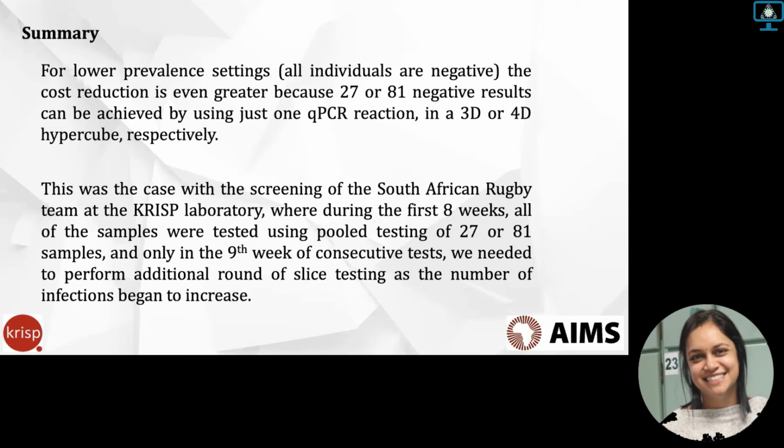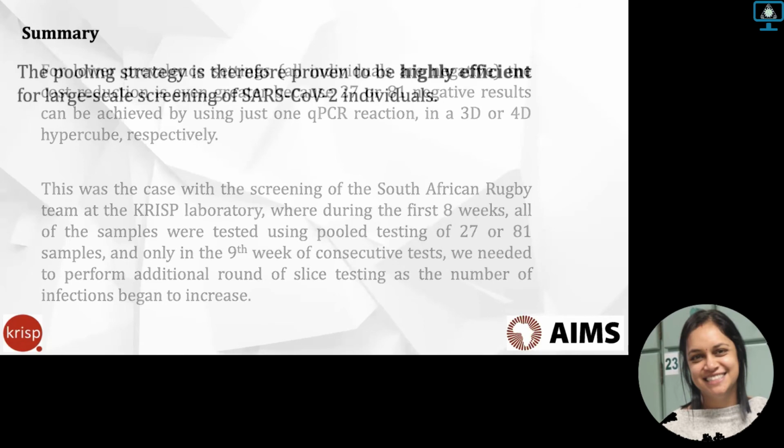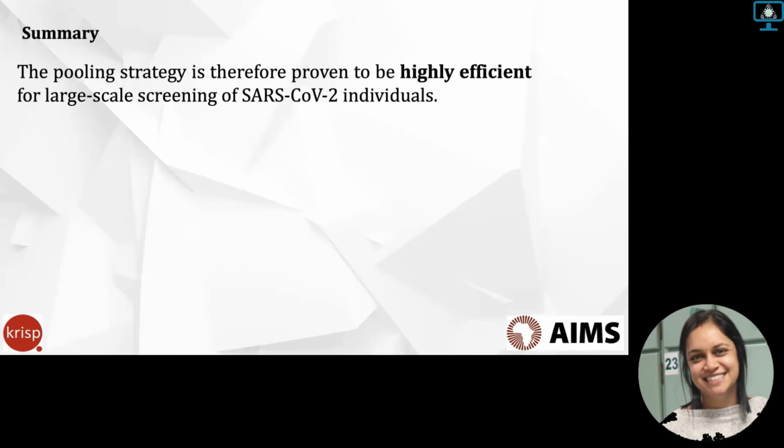So what we have been doing at CRISP is we've been routinely testing a prominent rugby team where the prevalence was relatively low. And during the first 8 weeks of testing these players, all of the samples were tested using pool testing of 27 or 81 samples. It was only around about the 9th week of consecutive testing that we needed to perform additional rounds of slices as the number of infections began to rise. The pooling strategy has proven to be highly efficient. Just to stress, this was really good for our lab because of the low prevalence and the high turnaround time that we saw.